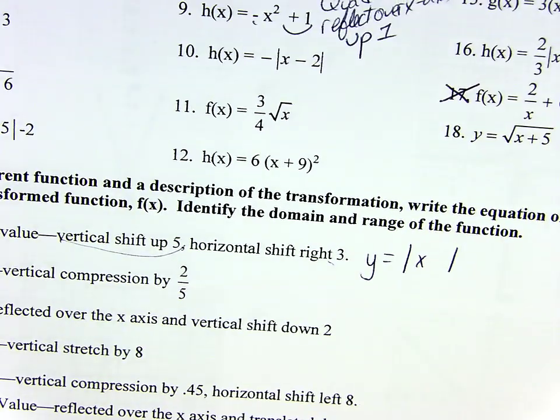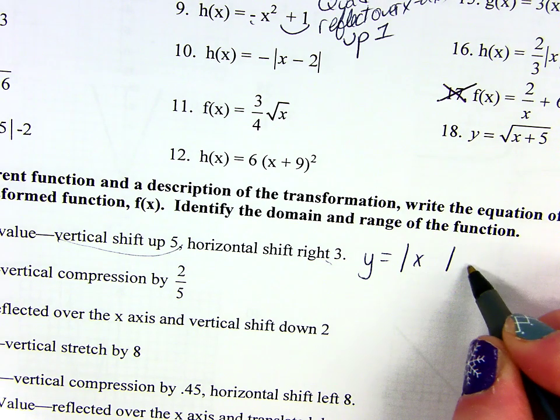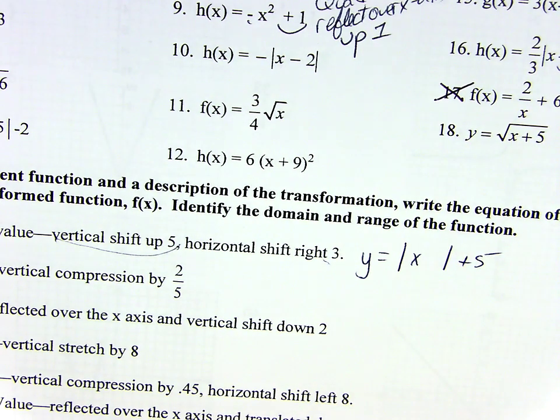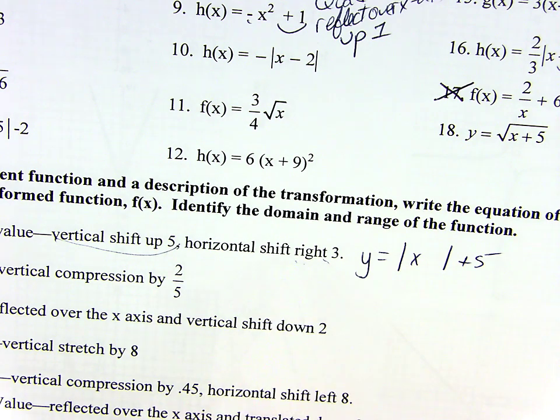Yes, on the outside. Up and down is just sort of tagged onto the end. So up 5 is just a plus 5 on the end. And then how do I show going to the right 3? Oh, you're so close. It's going to be minus.